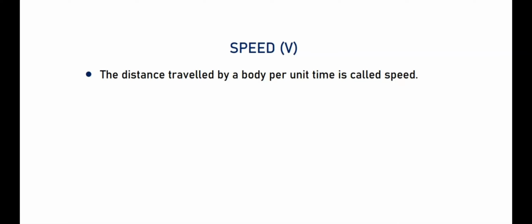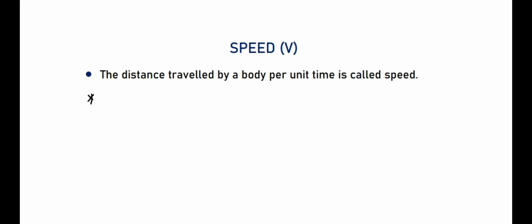Hello students, in this video we are going to discuss speed of a body. How can we define the speed? The distance traveled by a body per unit time is known as the speed. The speed will be denoted with v.